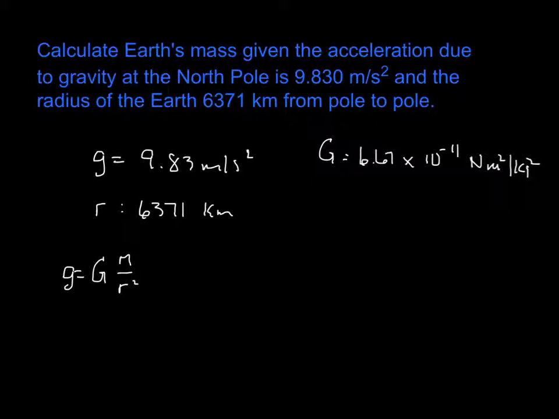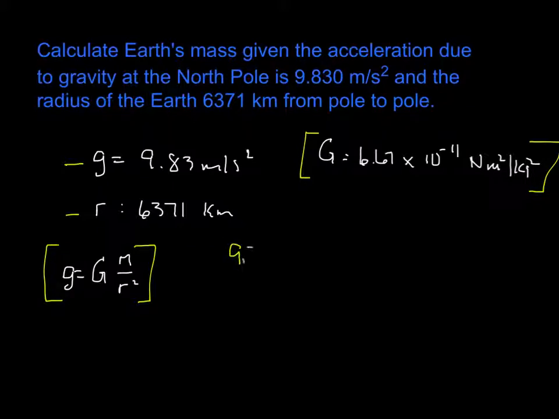Okay, as we talked about in class today, we calculate the Earth's mass given the acceleration due to gravity at the North Pole is 9.83 meters per second squared, and the radius of the Earth from the pole to the center is 6,371 kilometers. I've already got a lot of the calculations drawn out here. It tells me the gravity is this, and the radius is 6,371 kilometers. I know the universal gravitational constant is here, and I know the formula I need is right here. So let's go ahead and plug in.